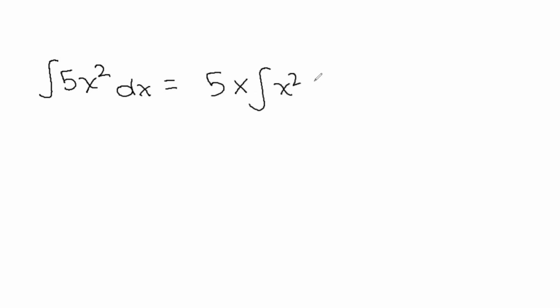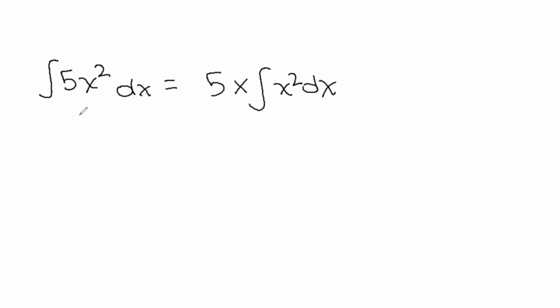So for the first law, it says that integration of k into f of x is k into integration of f of x. So say we had integration of 5x square. This is equal to 5 into integration of x square dx. So this is an example of the first law.